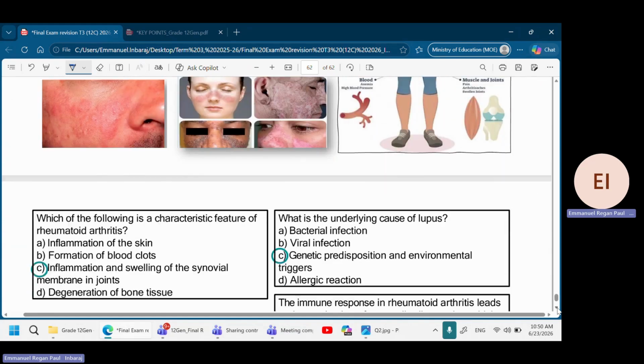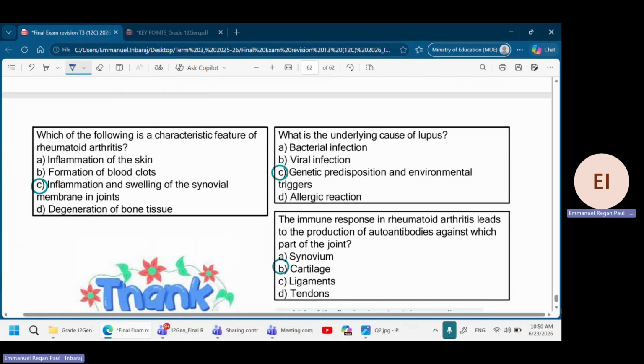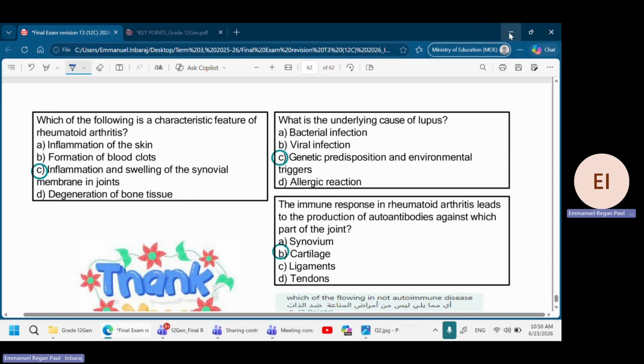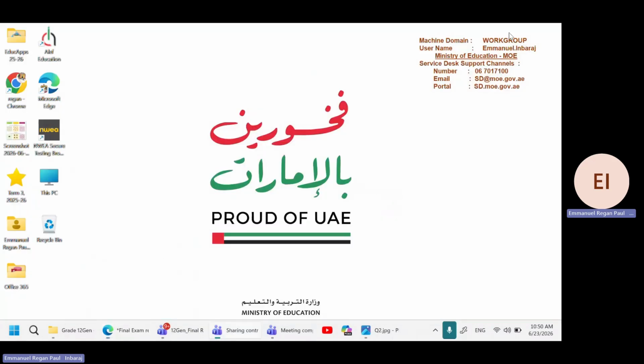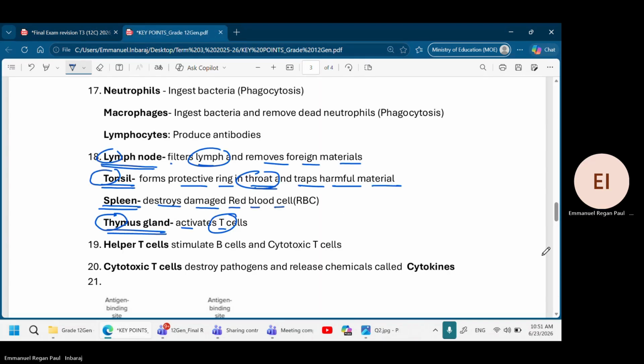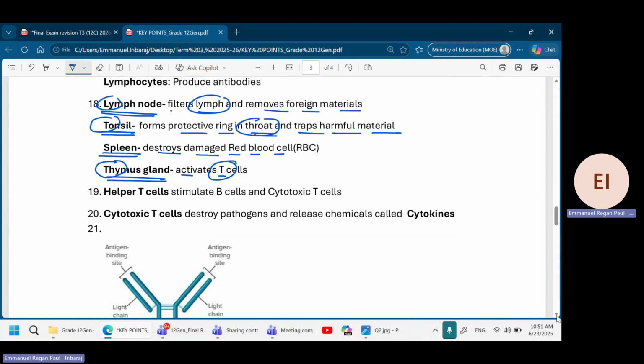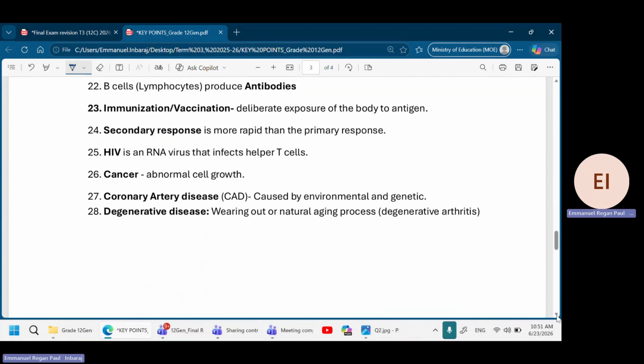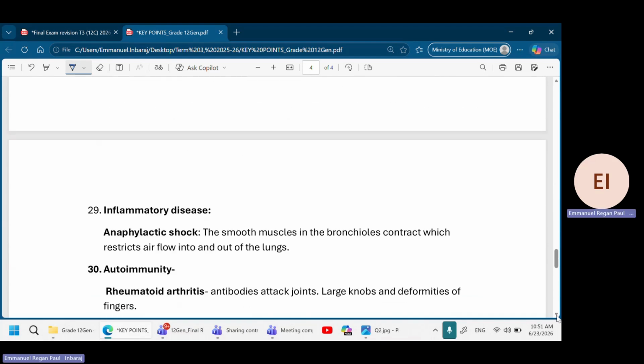Okay, guys. So that is the end of our revision. So thank you very much. And you need to learn. It's not so easy. You need to concentrate. And don't forget the key points I gave you. These key points will help you. If you can memorize or understand all these key points, then it will be very, very easy.